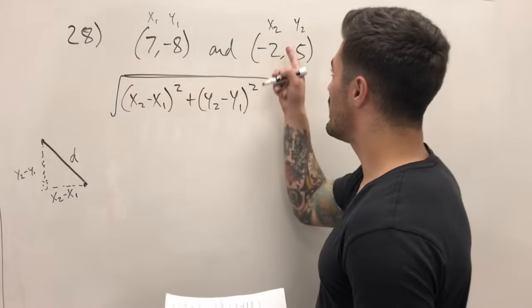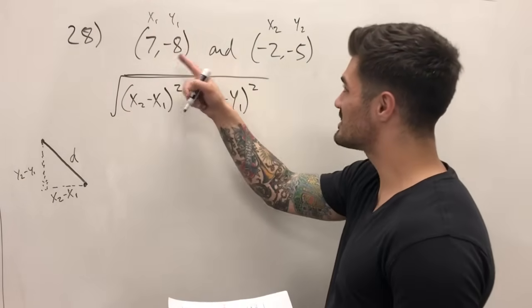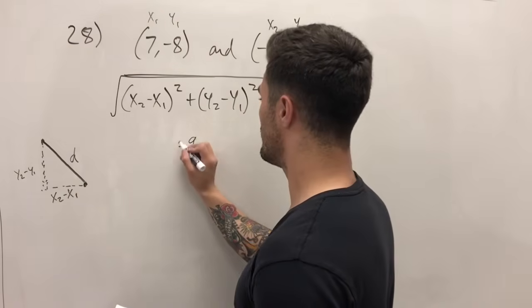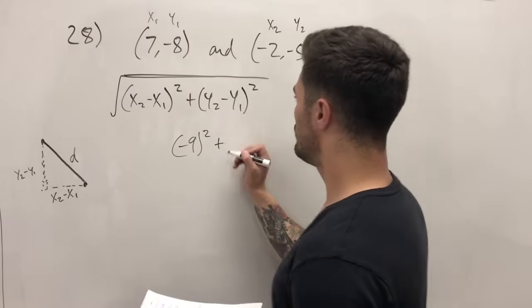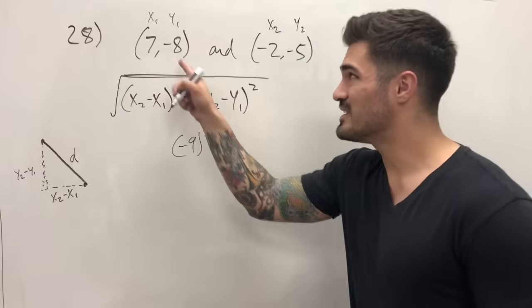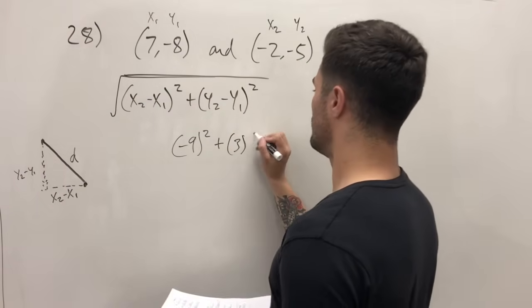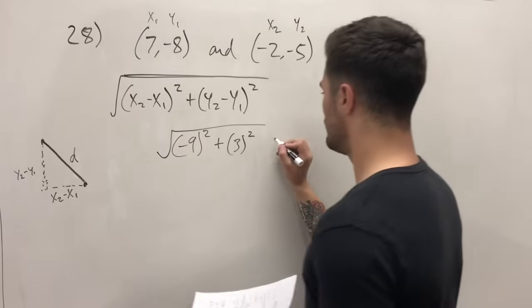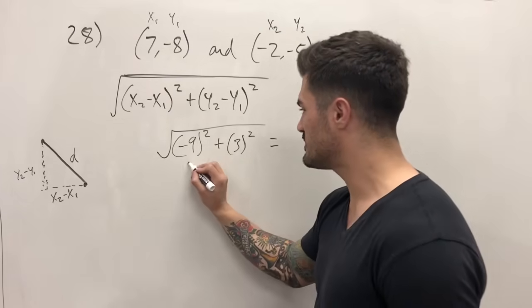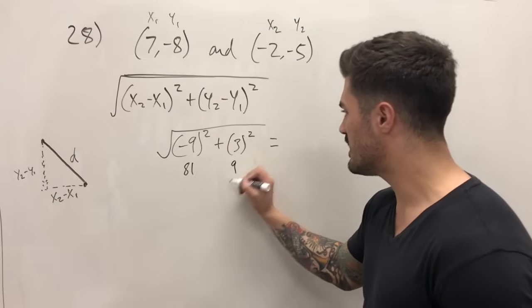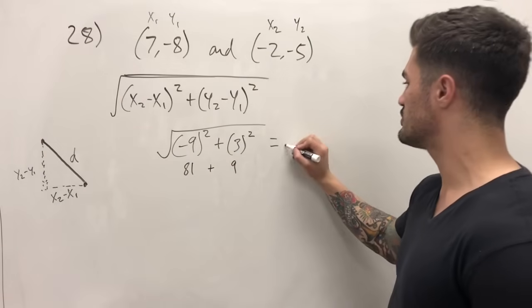All right, so I have negative 2 minus 7. That gives me negative 9 squared plus negative 5 minus negative 8, so really a plus 8. That gives me 3 squared. And this is all under a square root. So what does this come out to be? That's 81. This is 9. So I have 90 under the square root.